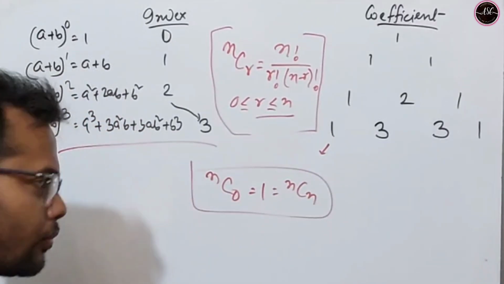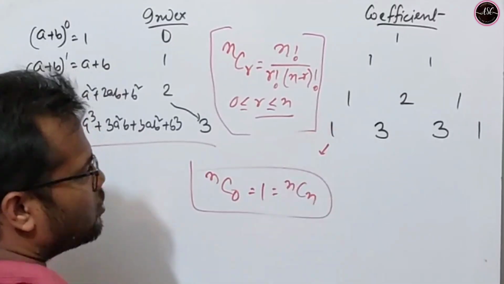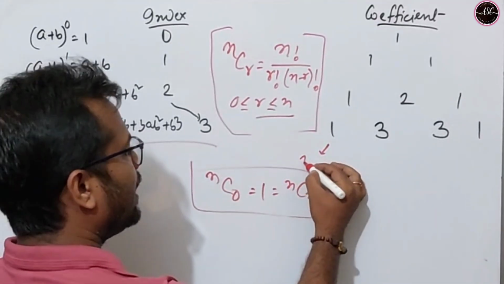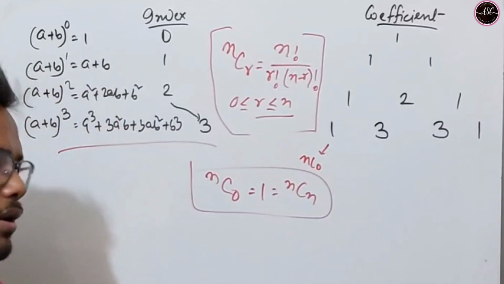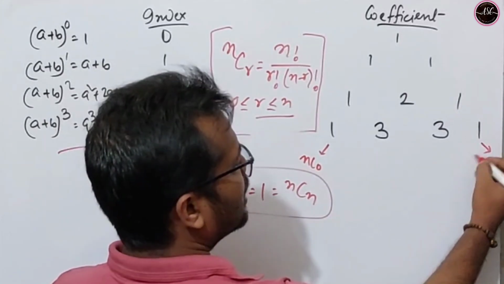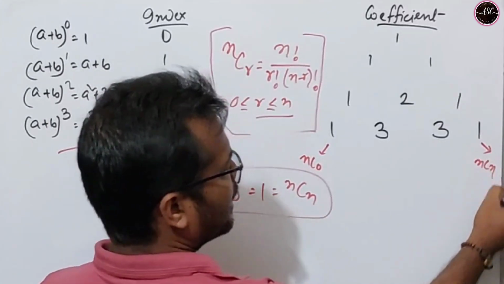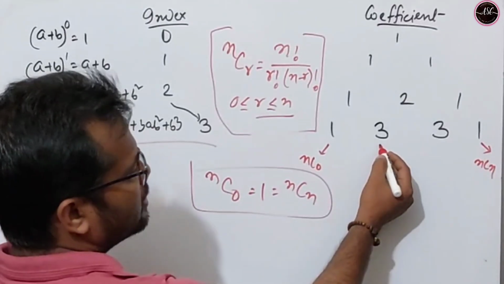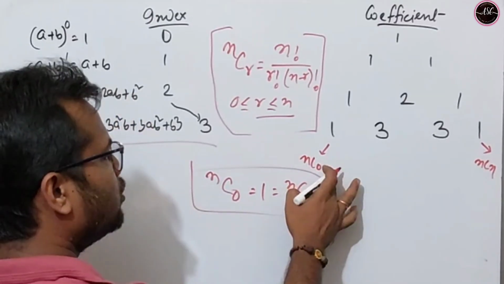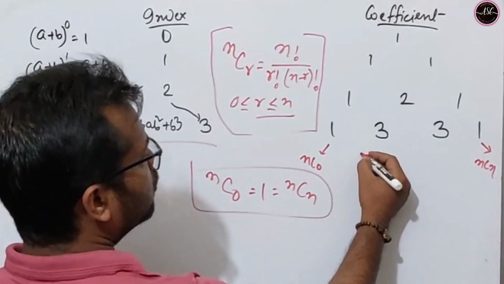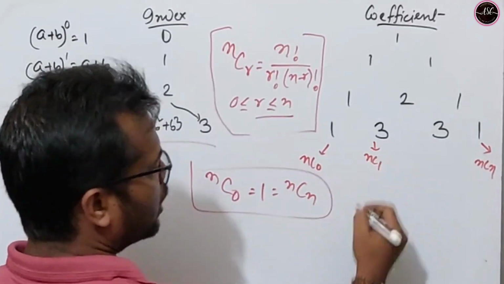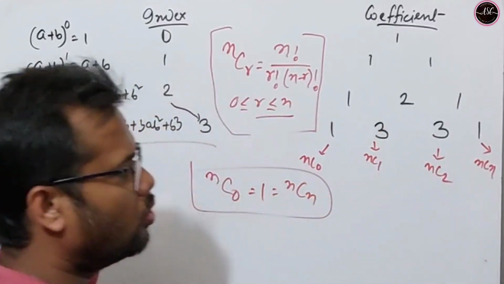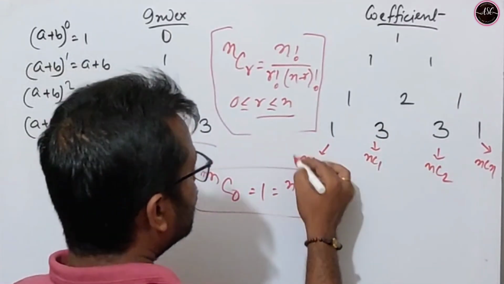Okay, so for the first one we write nC0. And for this last term we write nCn. Now after 0, this is the first term, so we write here nC1. And we write here nC2. Okay, here what is the value of n?